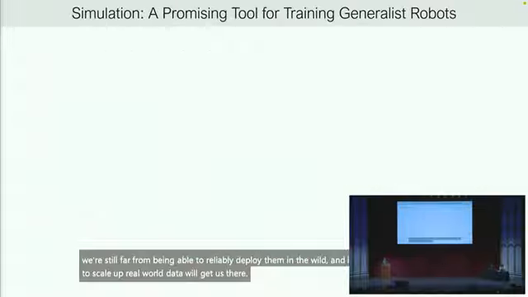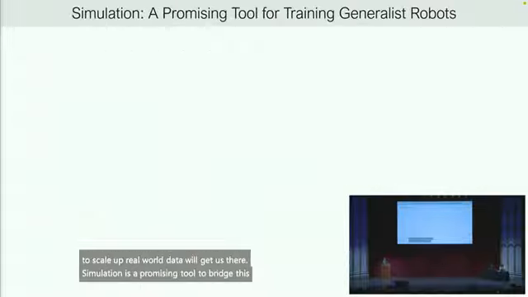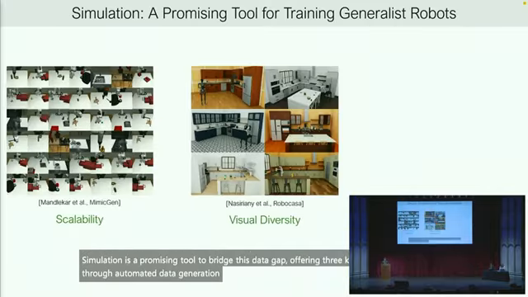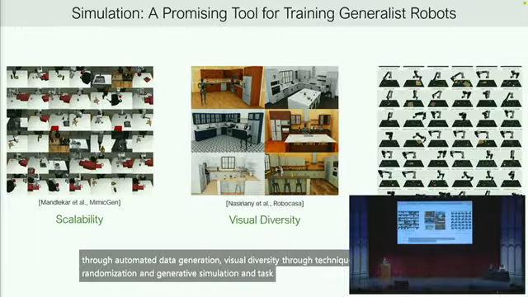Simulation is a promising tool to bridge this data gap, offering three key advantages: scalability through automated data generation, visual diversity through techniques like domain randomization and generative simulation, and task diversity, facilitated by large language models and procedural generation.